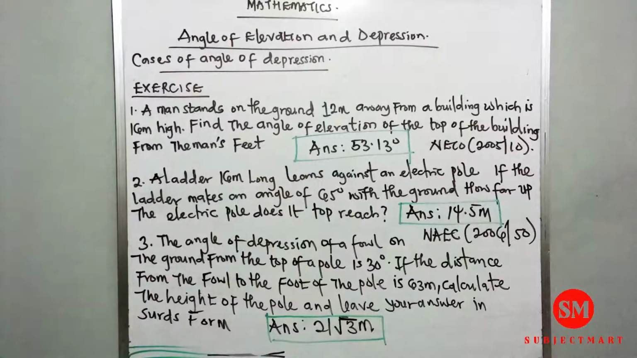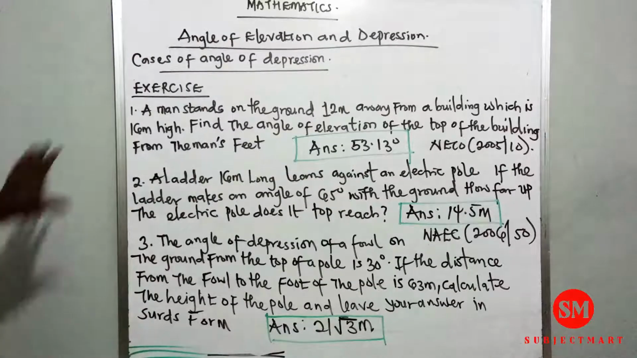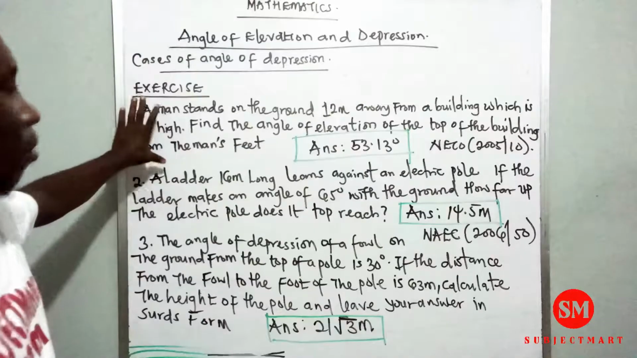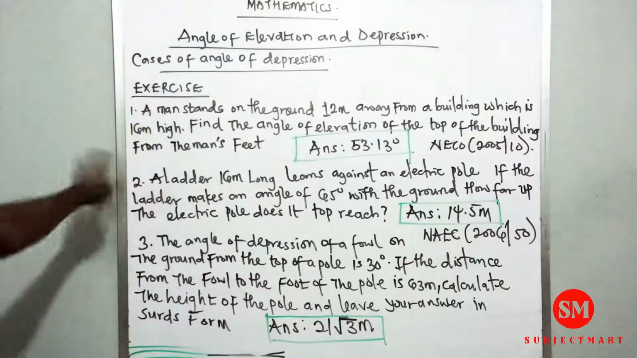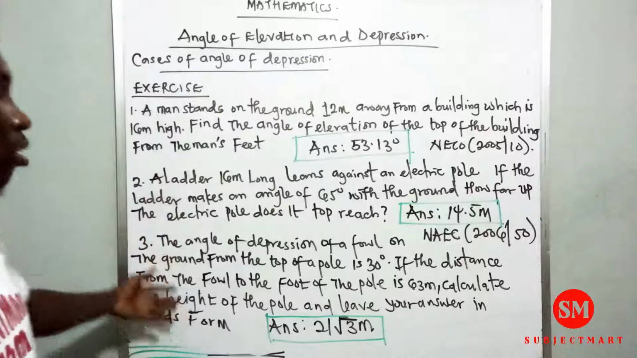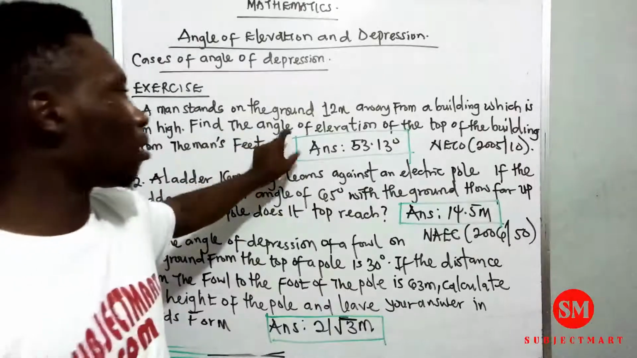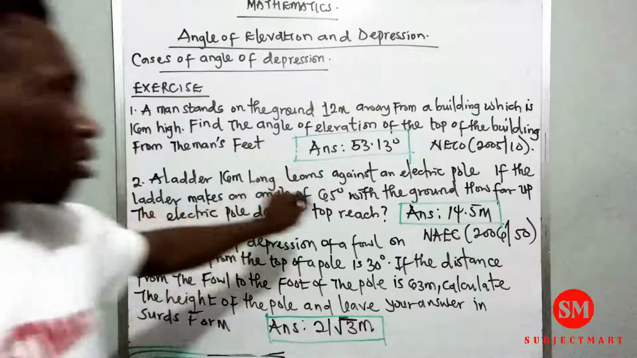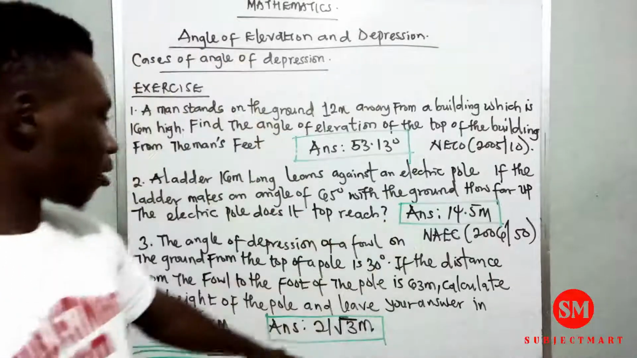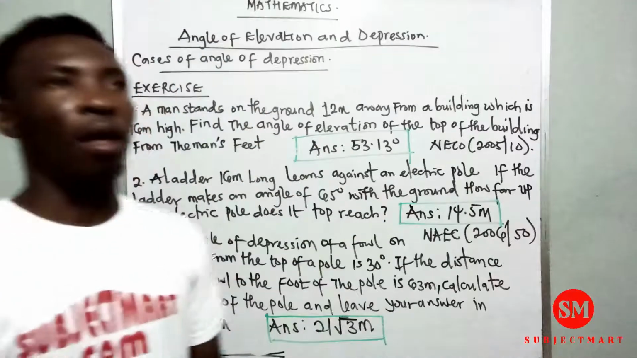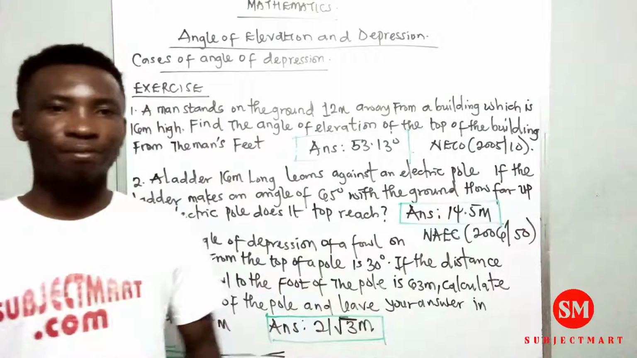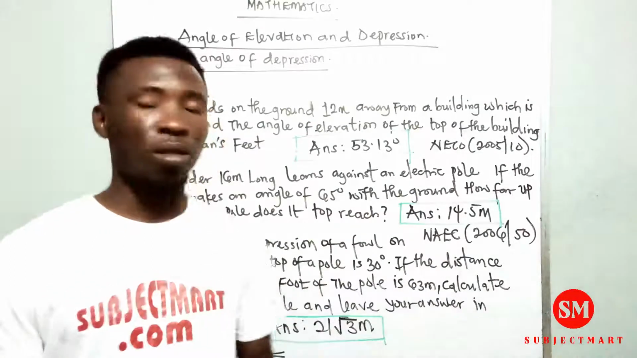So in conclusion, here we have our assignment. This is a question on angle of elevation and a question on angle of depression. We have them and the answers in green. So practice them, and try as much as you can to practice more questions.